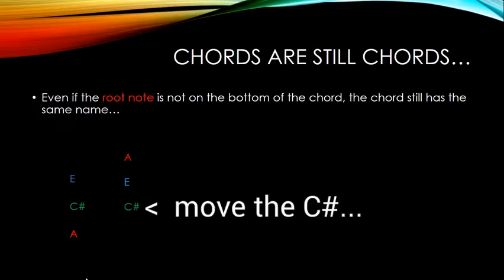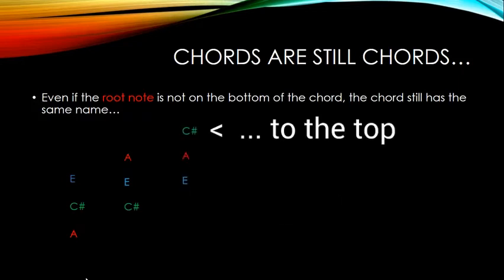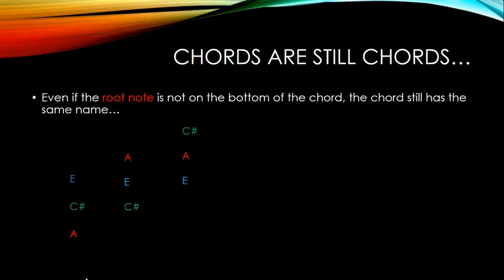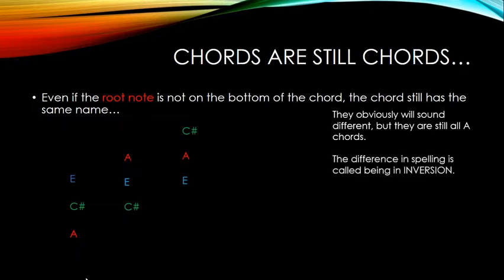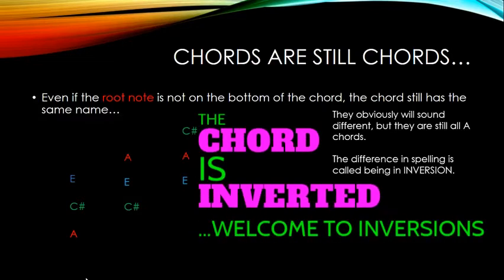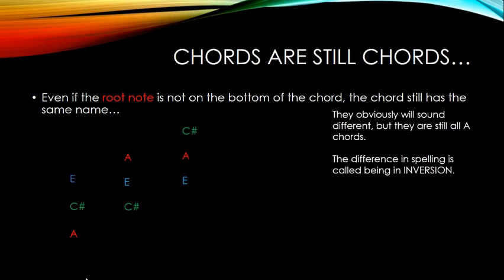You could then take that C sharp and move it to the top, and now you have E, A, C sharp. It's still an A chord. We still have the three notes that we need. So even though it's spelled differently, they're going to sound different, but they're still an A chord. The difference in that spelling is called being in inversion. Just like if you invert something, you're turning it upside down or changing perspective. That's what we are doing here.